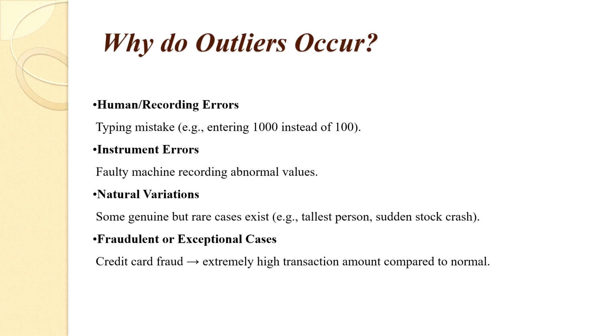The next one is instrument error, that is, a fault within the machine: a faulty machine recording abnormal values. The next type is natural variations. Some genuine reasons will be there, like the tallest person or a sudden stock crash. So sudden variations will be there.